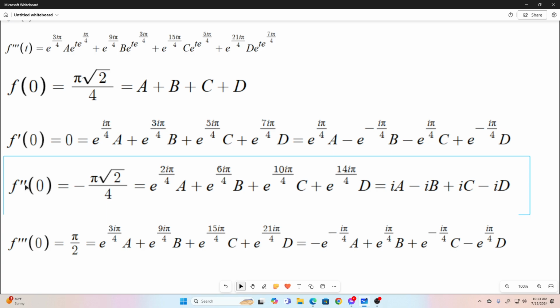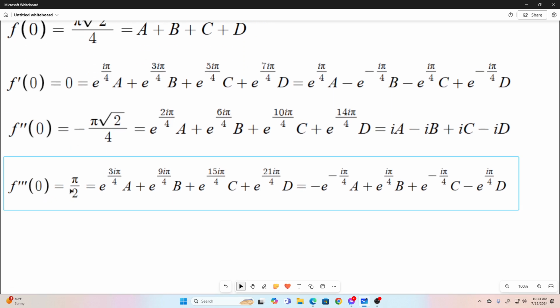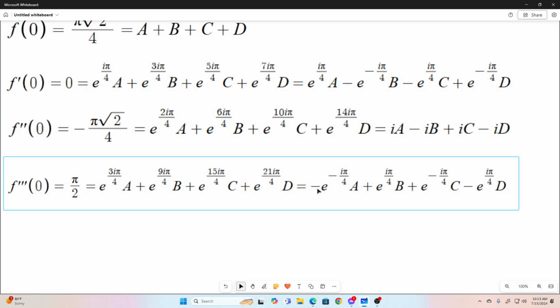Likewise, f double prime of 0 we determined to be pi square root of 2 over 4. And that in turn is equal to this. And then all these e to the exponents right here evaluate to either plus or minus pi, and that's shown right here. So all these are equivalent. And then we have f triple prime of 0 equaling pi over 2, and that is equal to this once you simplify this.